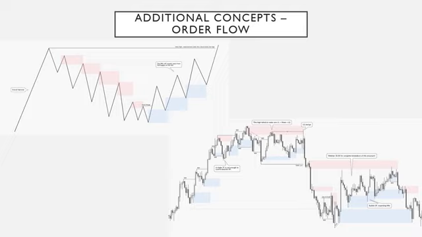Another one also worth looking at is order flow: how the market goes up, how the market goes down, and how you can follow the order flow and really know who is in control. But once again, order flow is spotted within market structure, combining it with supply and demand.